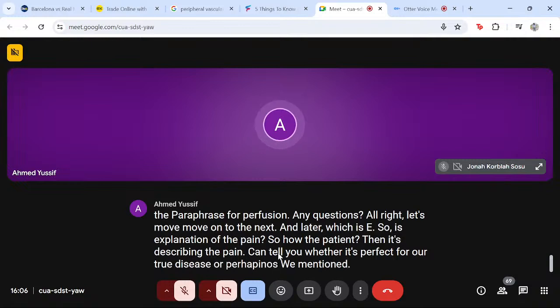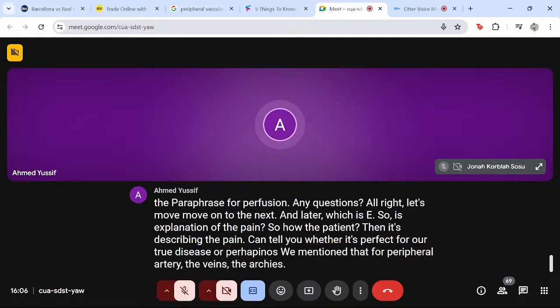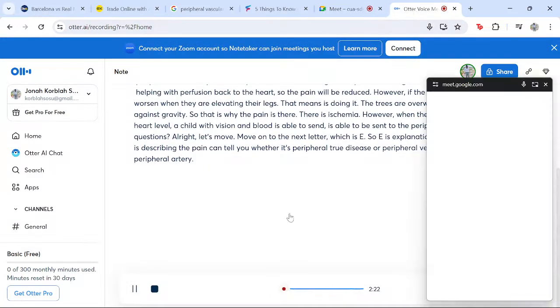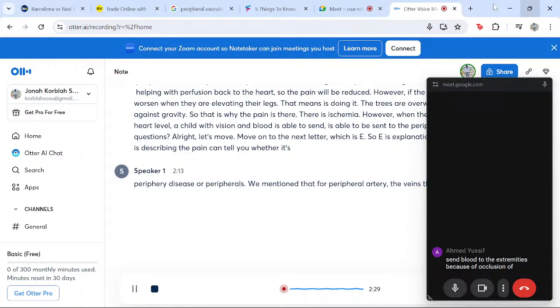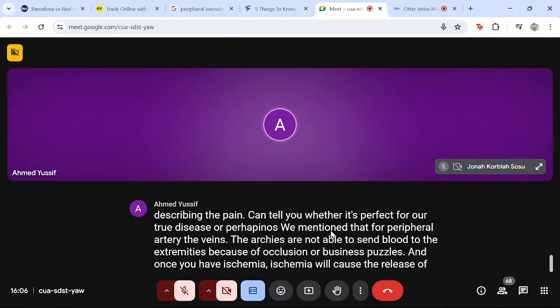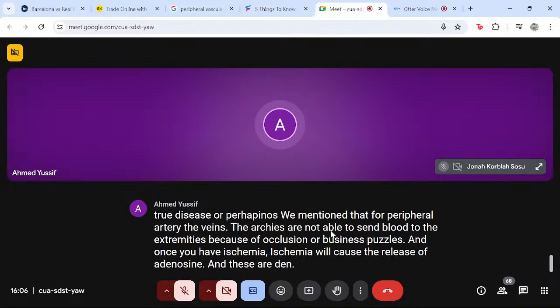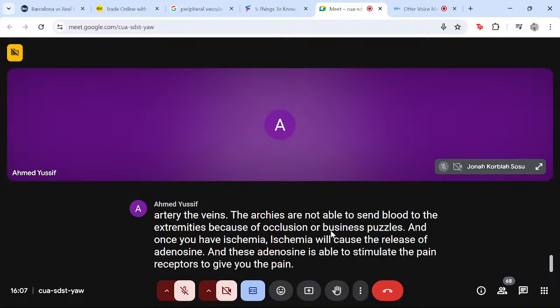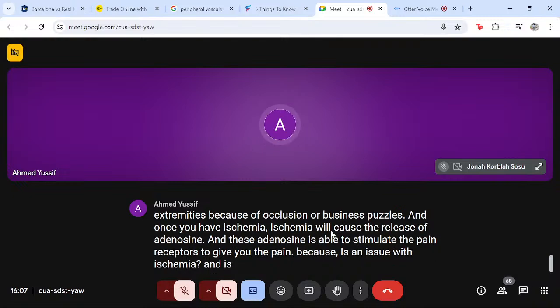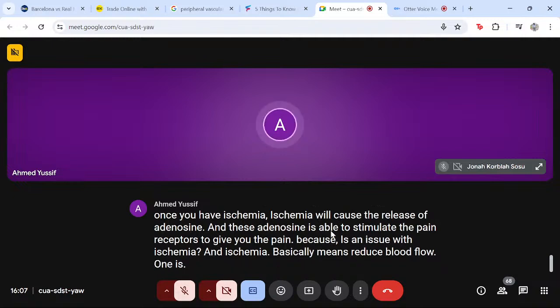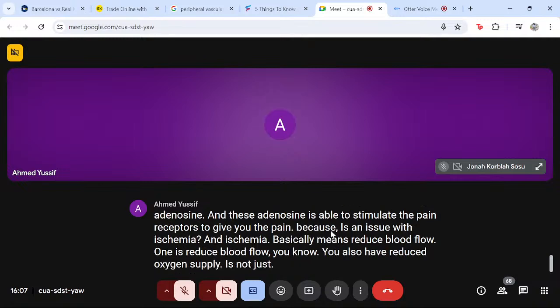We mentioned that for peripheral artery, the arteries are not able to send blood to the extremities because of occlusion or vasospasms. And once you have ischemia, it will cause the release of adenosine, and this adenosine is able to stimulate the pain receptors to give you the pain. Ischemia basically means reduced blood flow. When there's reduced blood flow, you also have reduced oxygen supply. So it's not just the blood flow, but there's also reduced oxygen supply.